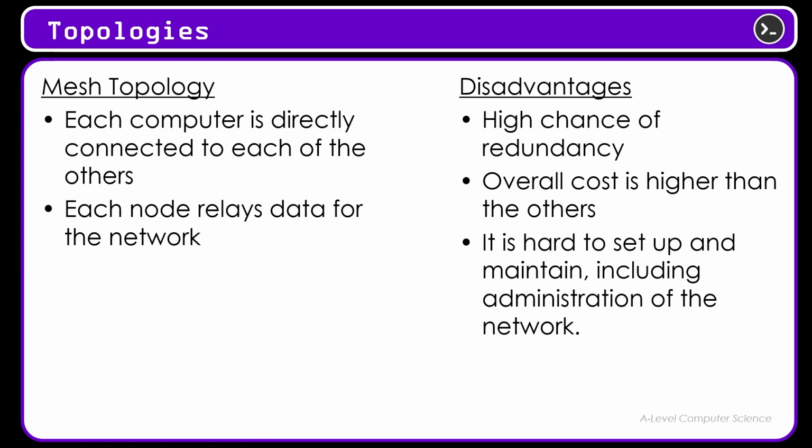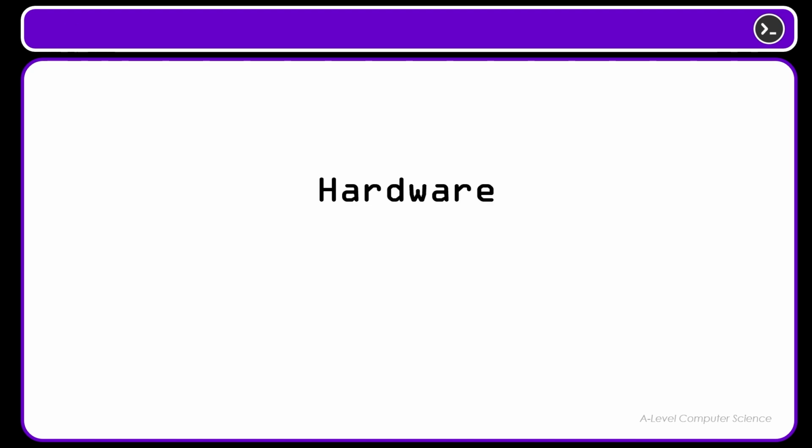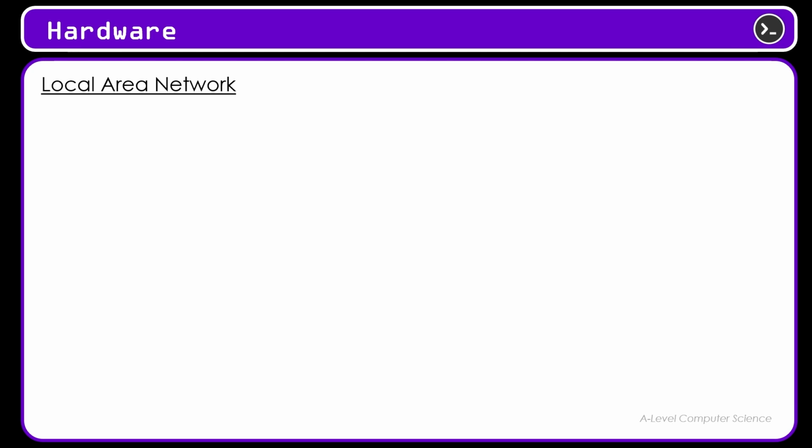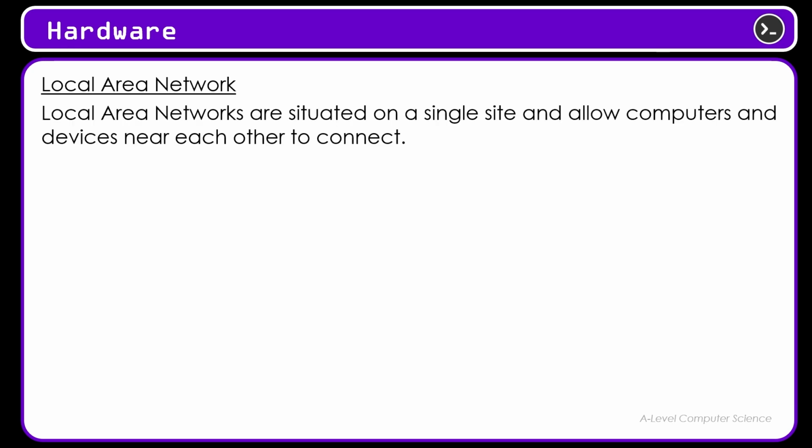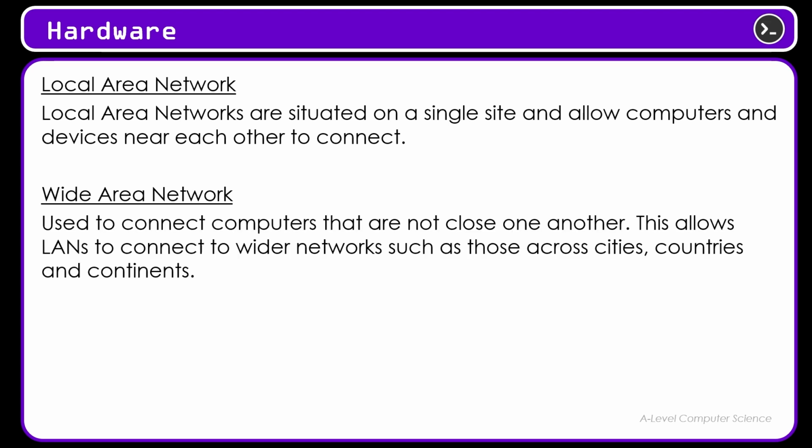The second subtopic is hardware. What you need to know here is what a local area network is. This is a network that's situated on a single site and allows computers and devices near each other to connect. A wide area network is used to connect computers that are not close together. This allows LANs to connect to wider networks, for example, across cities, countries, and continents.